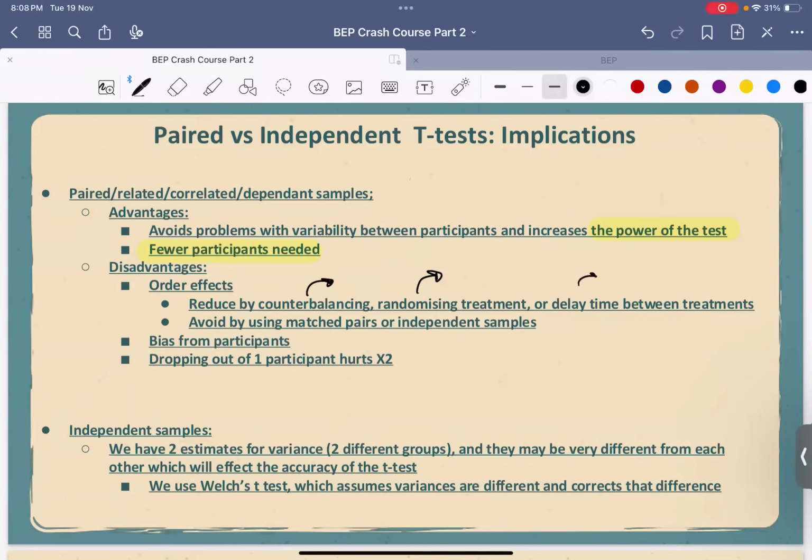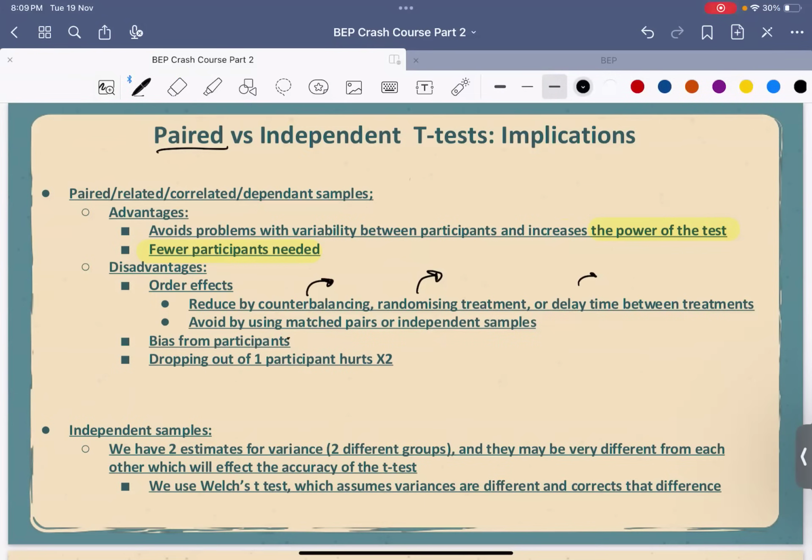Or we can delay the time between the treatments. So I can give treatment A now, and then I can give treatment C after a year, because I don't want any order effects. Everything here makes sense. Or I can completely avoid it by using matched pairs or independent samples. And this is the only difference between matched pairs and paired, okay? Because matched pairs do not have order effects because we're using two different people. They're similar people, but they're two different people. Or independent samples, obviously, we're completely eliminating order effects.